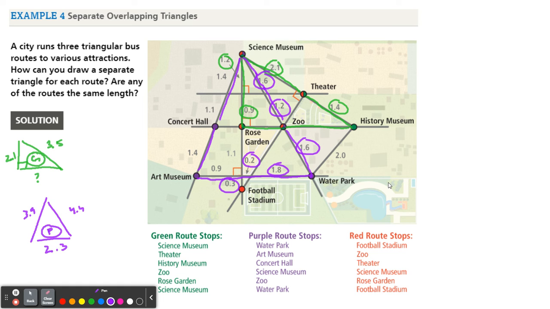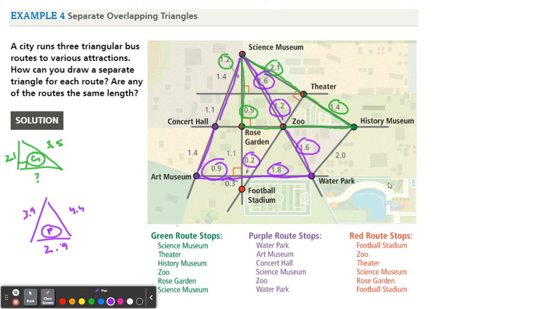Oh no, I'm sorry. Oh, my fault. The 0.3 is down here. It's not 0.3. It's 0.9. Sorry, again, just trying to read the graph. My bad. So it's 0.9, 0.2, and 1.8. So this is a 2.9. Sorry.